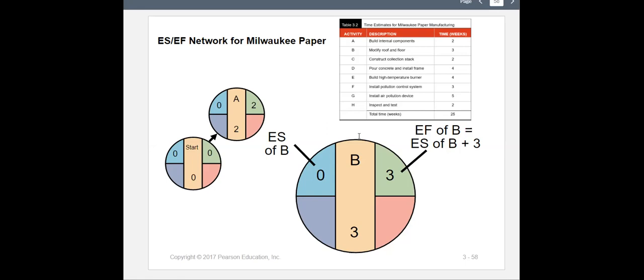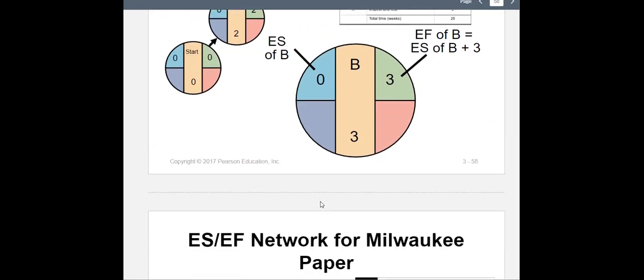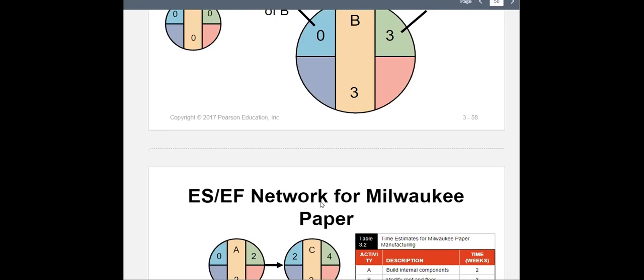So the next step is B. B is also a starting point, if you remember that. If you don't remember, you can go back to the previous slides and see we designed the network this way. So A and B are starting points. So the 0 is because of that. The time it takes for B to be completed is 3. It's right up here. We put 3 down here. 0 plus 3, 3. So that's how we calculate A and B. Very simple. How about C?